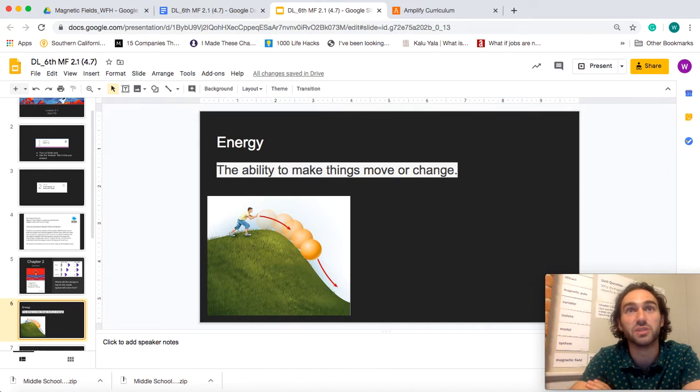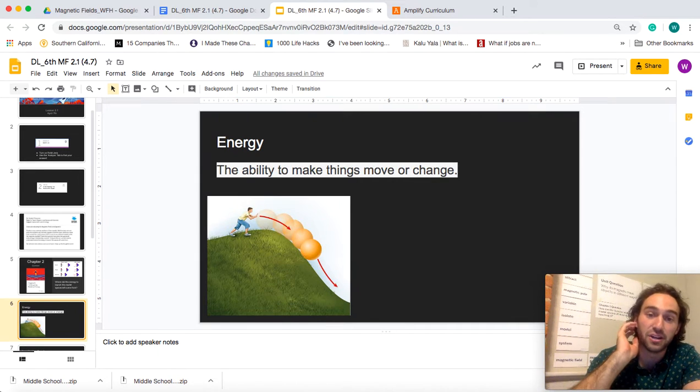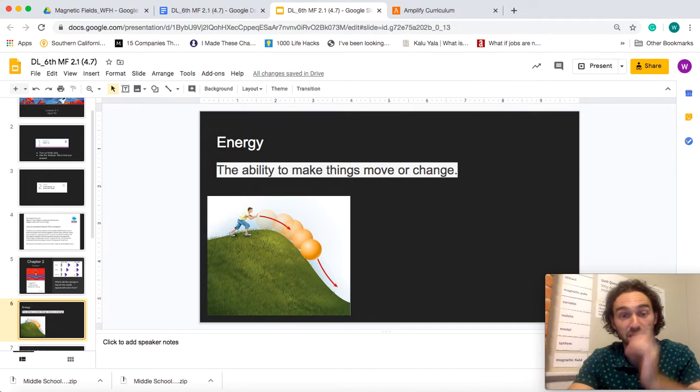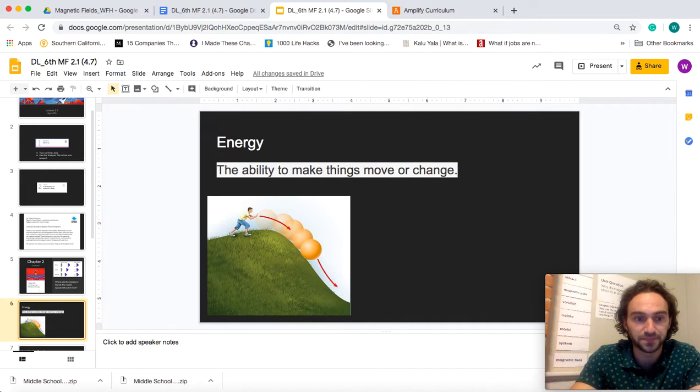So anytime something is moving or changing, I want you to think about a football thrown through the air. It has energy. It's moving from one person's hand to a receiver. If you kick a soccer ball, it's going to move with energy across the grass. And so energy is the ability to make things move or change.